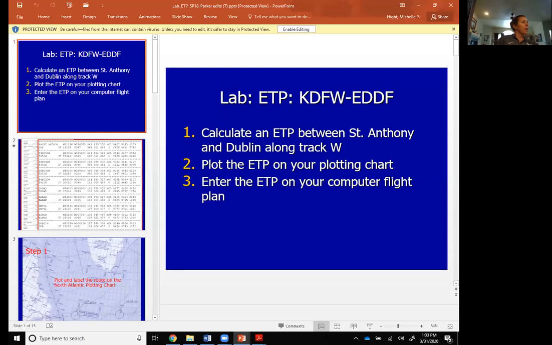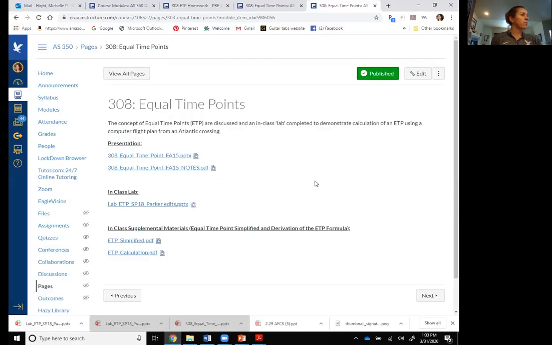Okay, so welcome back. Now we're going to do the lab. The first example we're going to do, let me just show you where it is. When you're following along, you've gone into modules, you've gone into 308 equal time points, and you've opened up this lab ETP, Spring 18 Parker Edits. That was my old name a long time ago, before I got married.